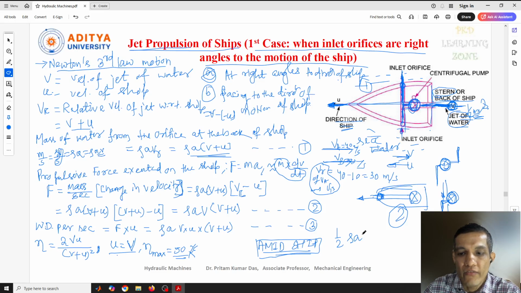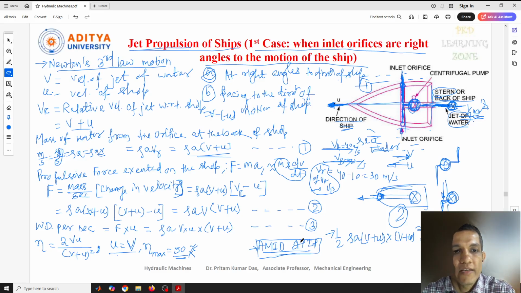In place of mass we write rho a v r, where v r means v plus u, and v square again means v plus u square. So we can write this as half rho a into v plus u cubed. This is the concept for finding the kinetic energy of the jet. This energy is provided by the centrifugal pump, and that is nothing but the work done by the pump to provide this energy. This is another condition.